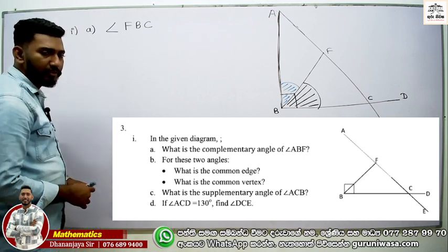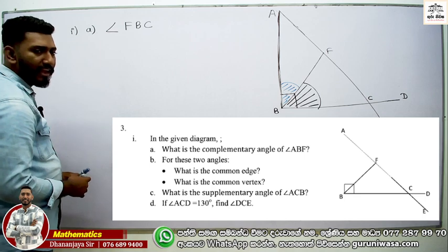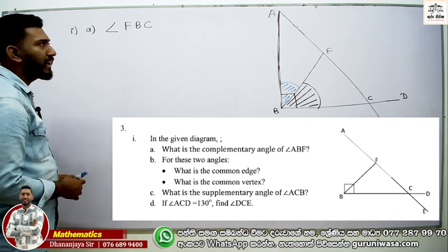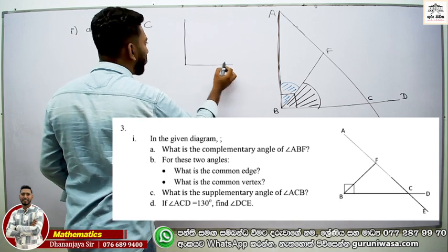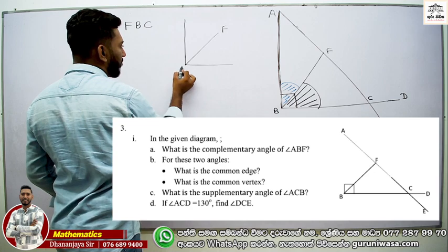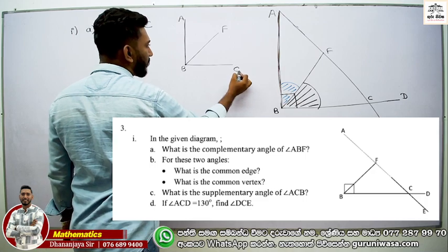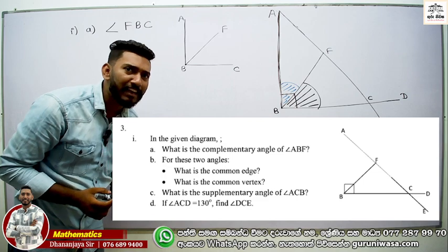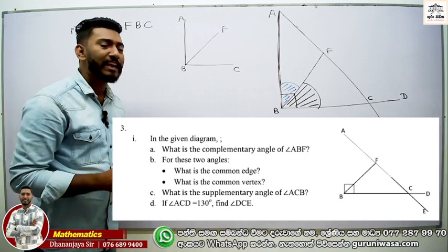Second one, for these two angles, what is the common edge? For these two angles, what is the common edge? I have drawn these two angles. This one is 90 degrees, and this is F and this is B and this one is A and this one is C. Now tell me, what is the common edge? They are asking for the common side. B.